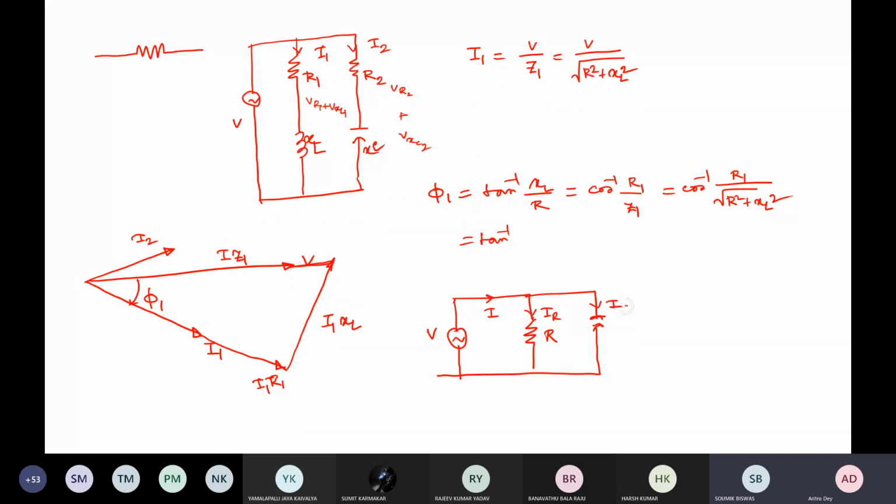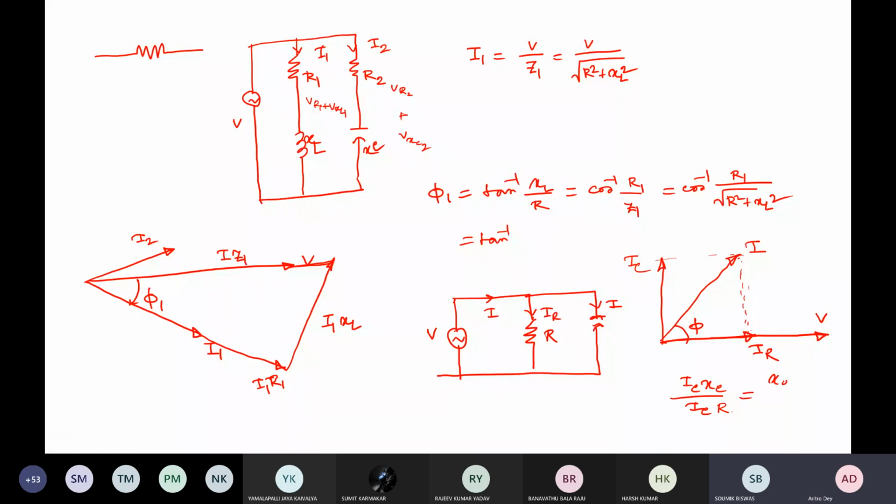So then what will happen? This is our reference phasor V. Your R will be in phase. So this is your IR. And it is purely capacitive, so your IC will be leading. So summation of these two will give you a total I current. So then if this is the angle phi, then tan will be what? Tan here it is IC by IR. So it is IC into XC by IC into R.